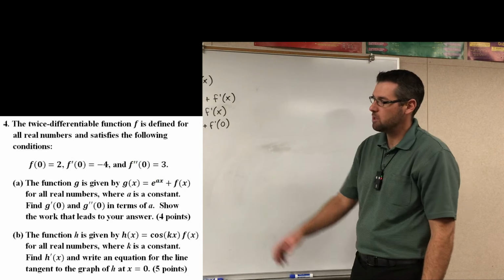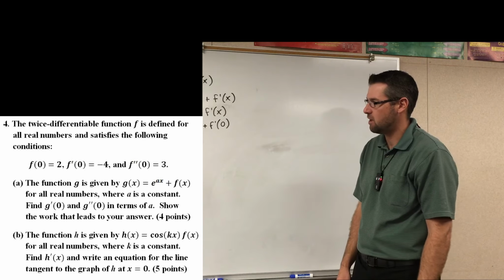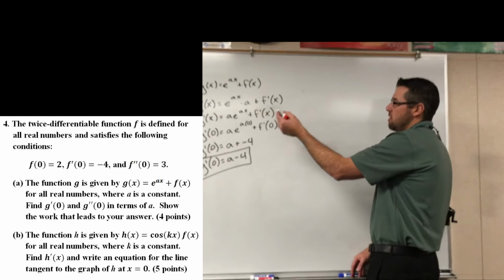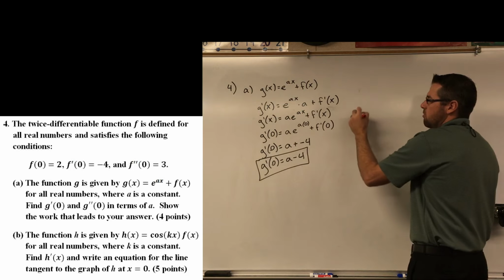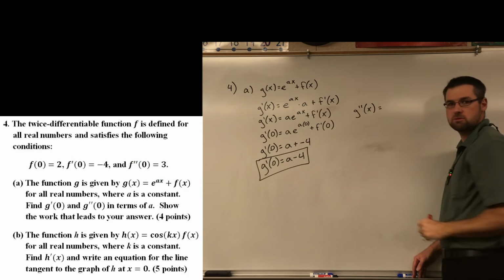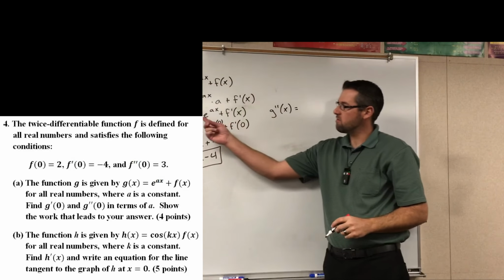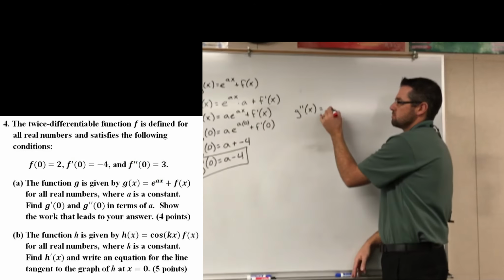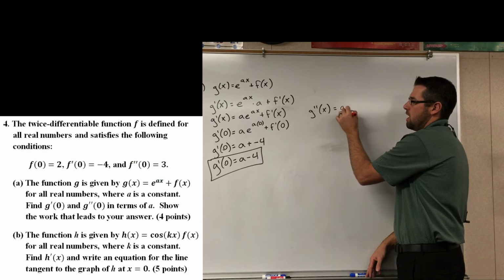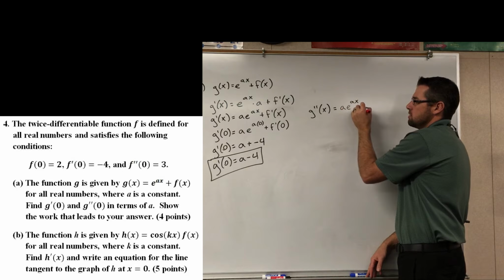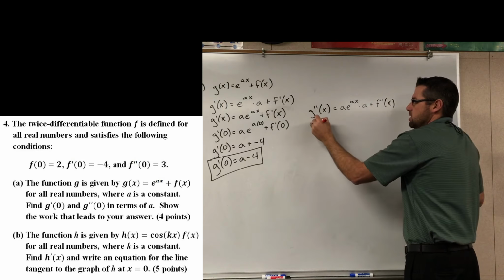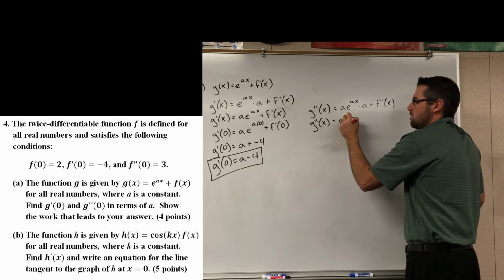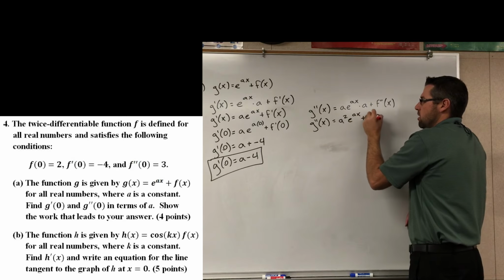Any questions on that part? It said find g prime of 0 and g double prime of 0 in terms of a. So the second part is find g double prime. We look at g prime. What's the derivative of this? Remember, a is a constant. So a squared e to the ax plus f double prime of x. So g double prime of x equals a squared e to the ax plus f double prime of x.